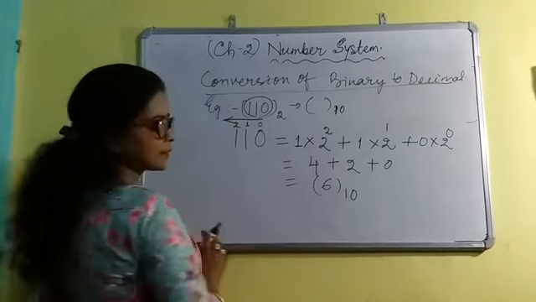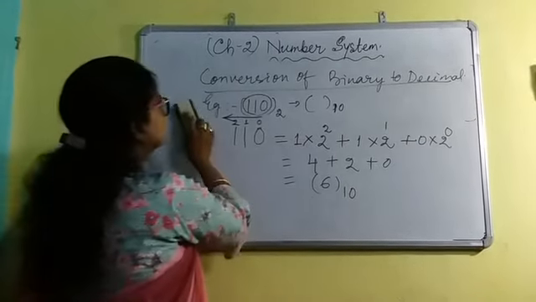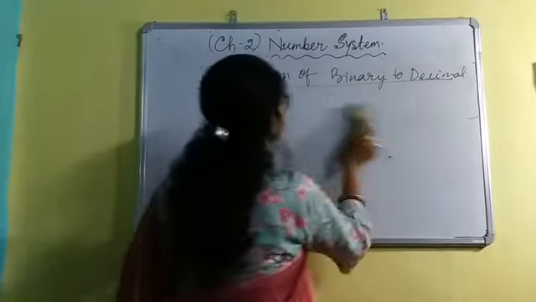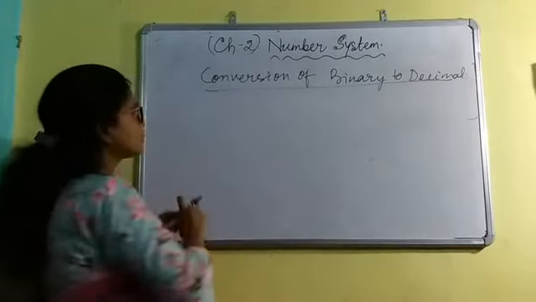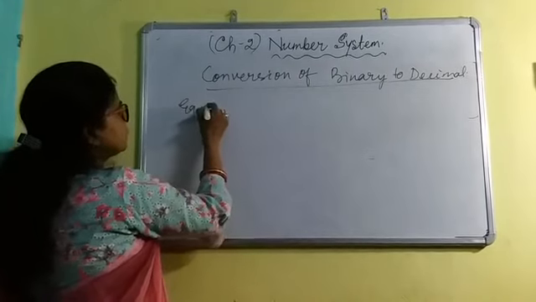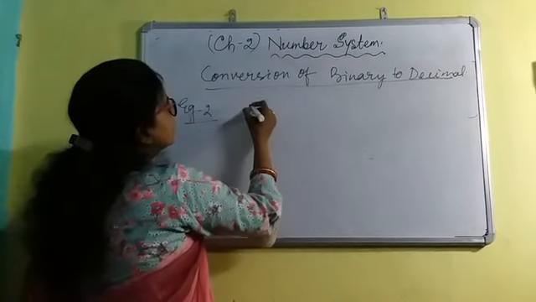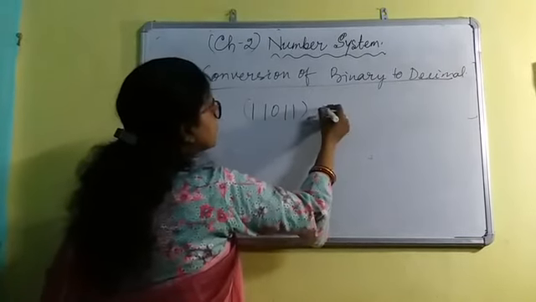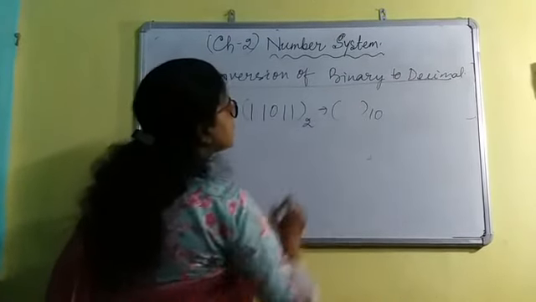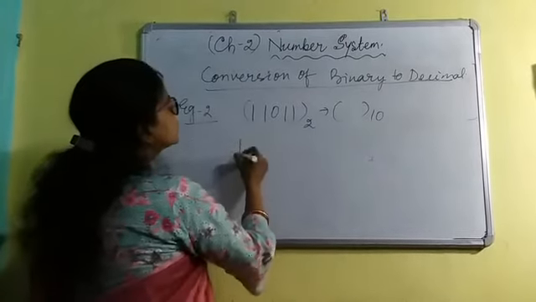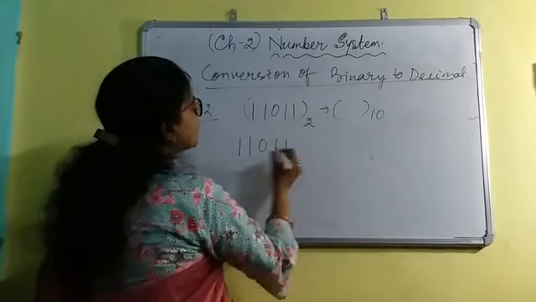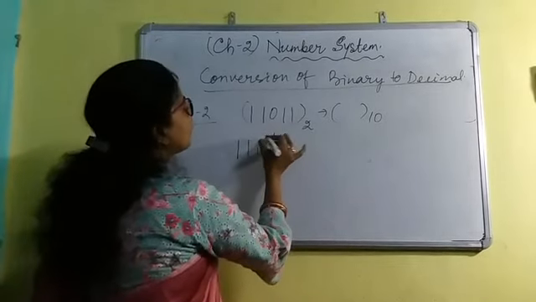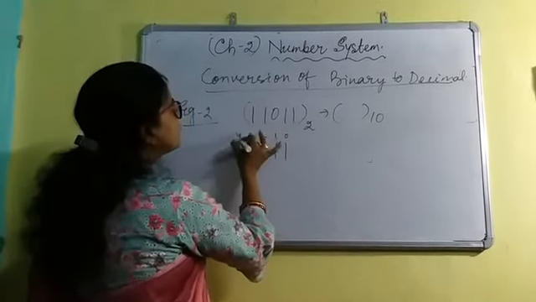Let us take another example. Suppose another example, 11011. This is a binary number. I have to convert it into a decimal number. So 11011. So what will be the powers? This is 0, 1, 2, 3 and 4.